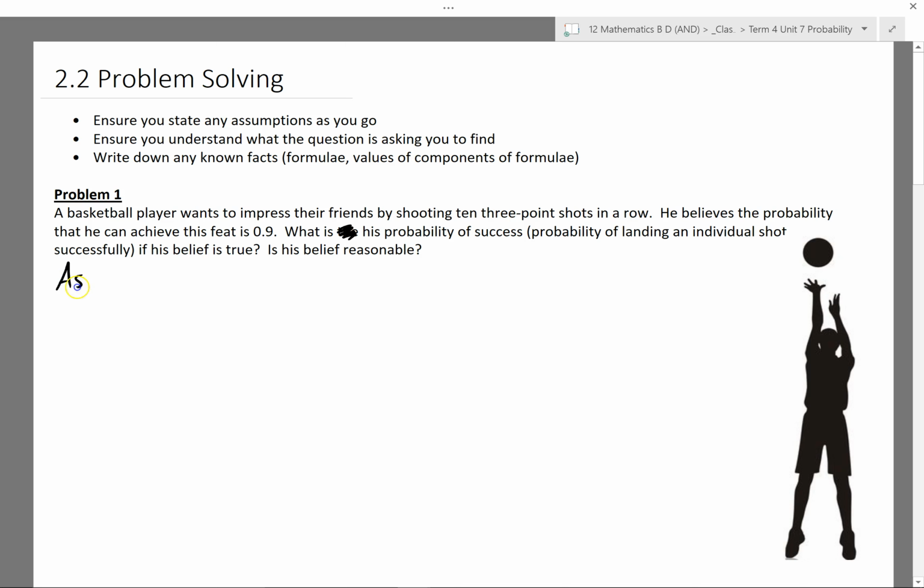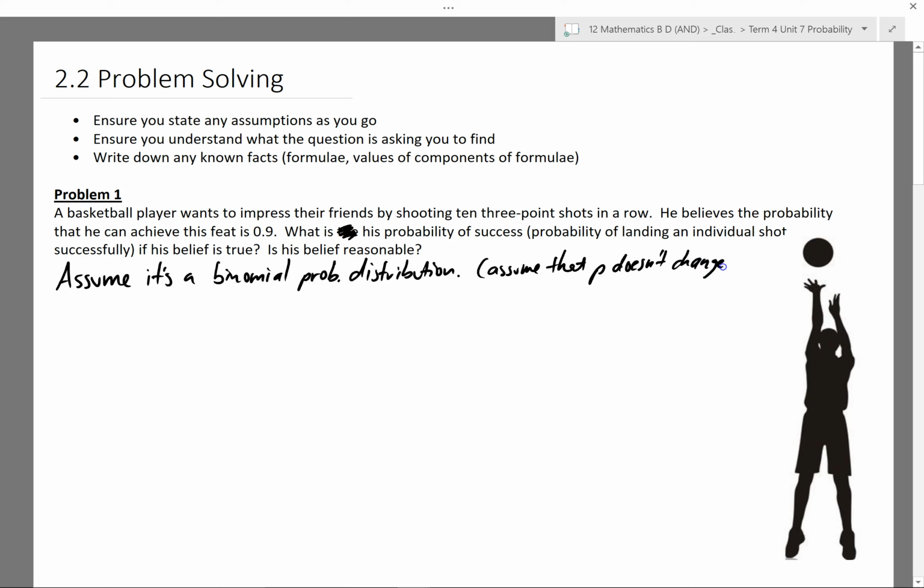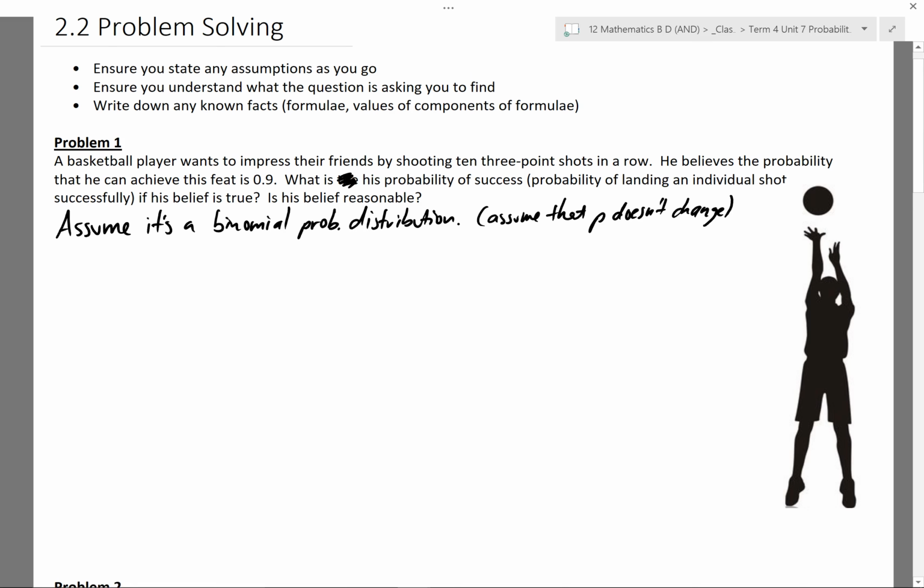So I'm going to make an assumption here. I'm going to assume it's a binomial probability distribution. Specifically, assume that P doesn't change. Okay, meaning he's taking 10 shots, his probability of success isn't going to change through the whole experiment. He's not going to get tired, not going to get nervous as he takes more shots, or more comfortable as he takes more shots. So that assumption's pretty key.